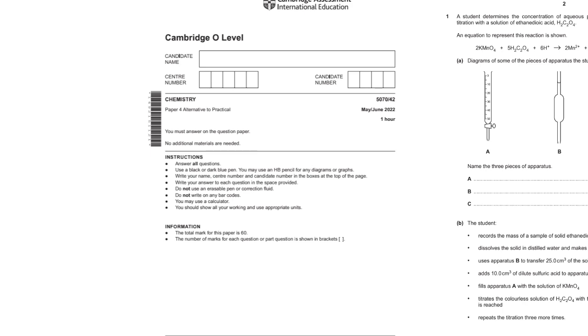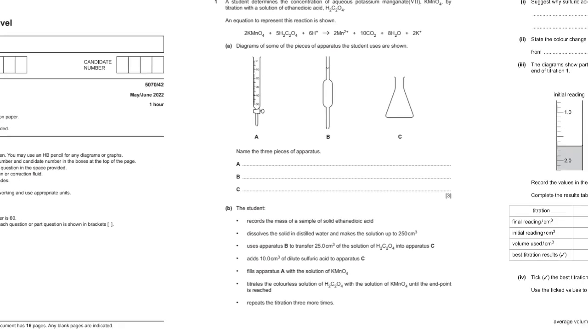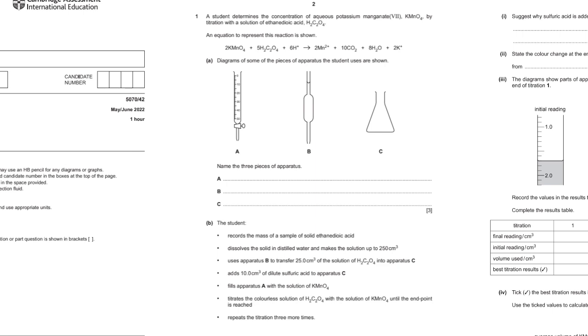In this video, we're going to discuss paper 4 of May June 2022, and let's go to question number 1 without wasting much time. The diagram of some pieces of apparatus are shown. Name these three pieces of apparatus. A is called a burette, B is called a pipette, and then you have C, that is known as the conical flask.